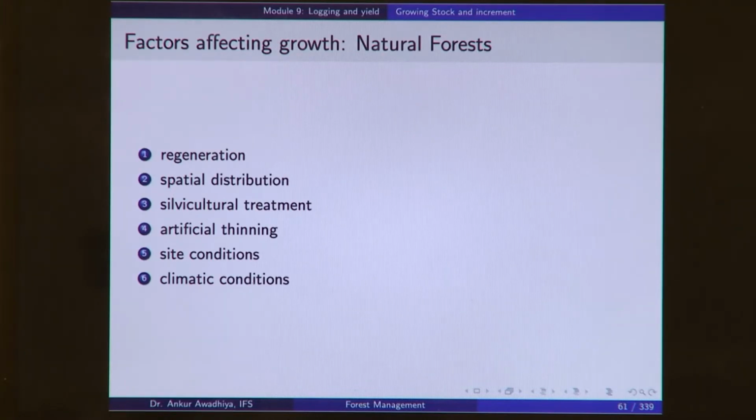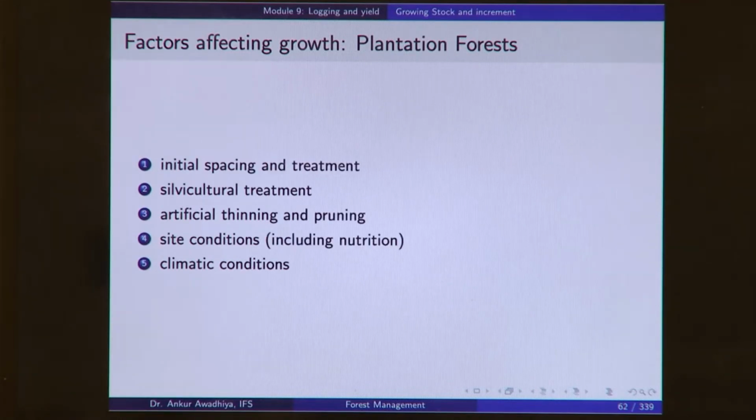Now there are different factors that affect growth in natural forest: regeneration, spatial distribution, silvicultural treatment, artificial thinning, site conditions, climatic conditions. And similarly in the case of plantation forest, these are the factors that influence growth: initial spacing and treatment, silvicultural treatment, artificial thinning and pruning, site conditions including nutrition, and climatic conditions.